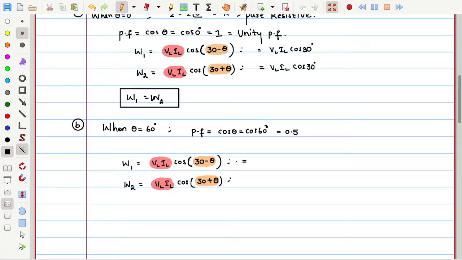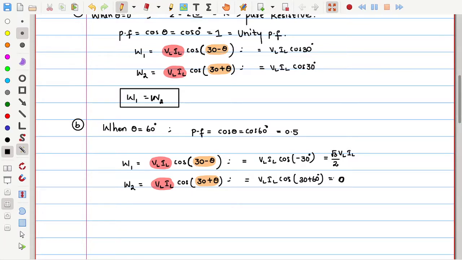Case 2, this is case B. W1 is equal to VL IL cos of 30 minus 60, which is cos of minus 30. The other reading is VL IL cos of 30 plus 60, which is cos 90. How much is the value of cos 30? Root 3 by 2, right? Cos 60 is 1 by 2. So cos 30 is definitely root 3 by 2. There will not be any negative, because the cos of a negative angle is the same as the cos function, which is positive, right? So root 3 VL IL by 2 is the value of W1. What about W2? It is 0.